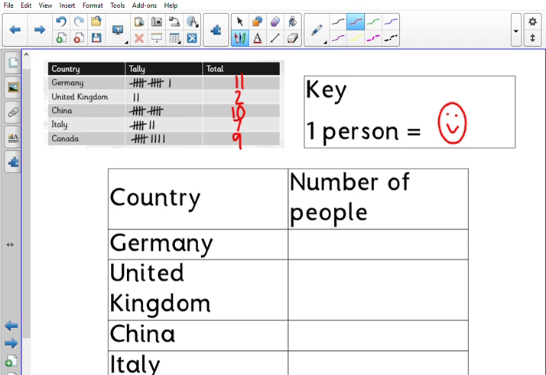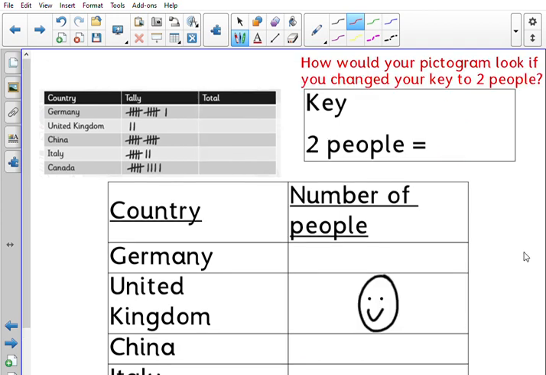So I'm going to go with the United Kingdom. I'm going to do 2 smiley faces because they sent 2 people to space. Nice and straightforward. For Italy, I'm going to do 7 smiley faces because they have sent 7 people into space. So I'm going to do all of those smiley faces to represent 7 people that they have sent into space. So on the next page, that's if you were going to do a key as one person is equal to one picture.